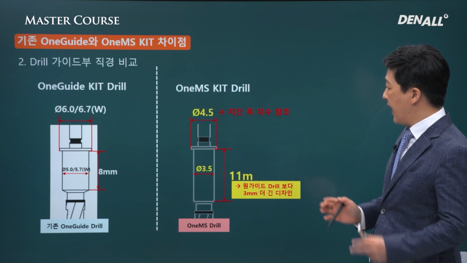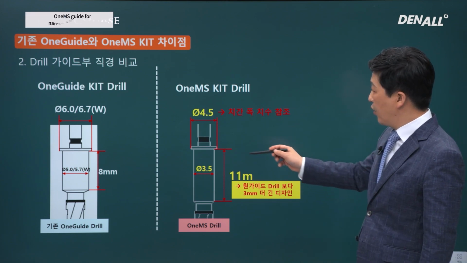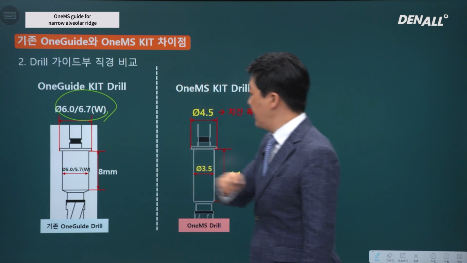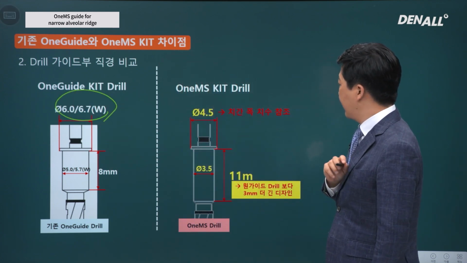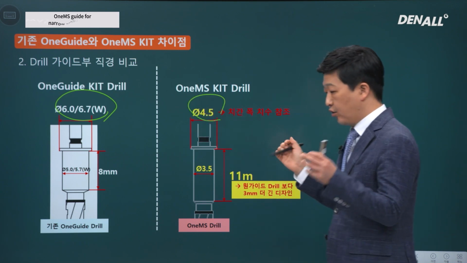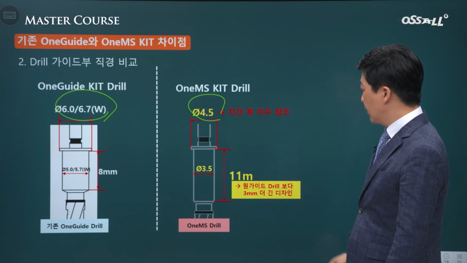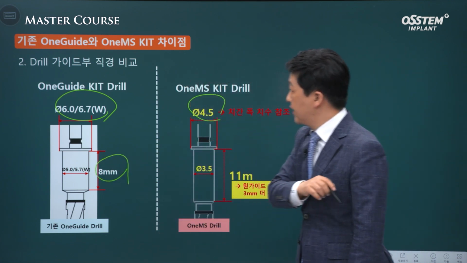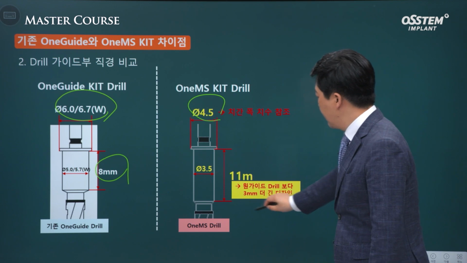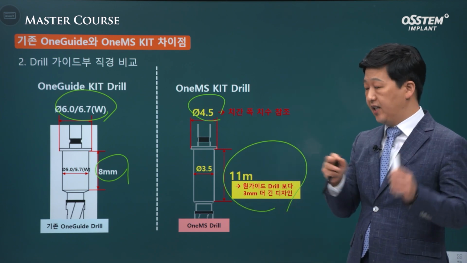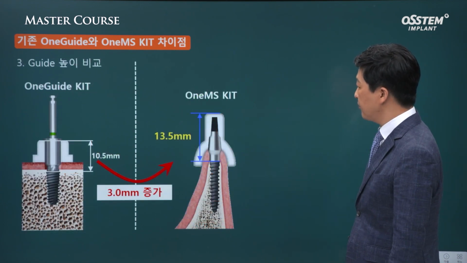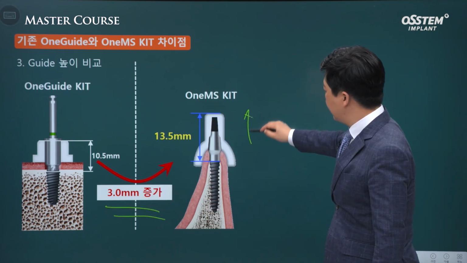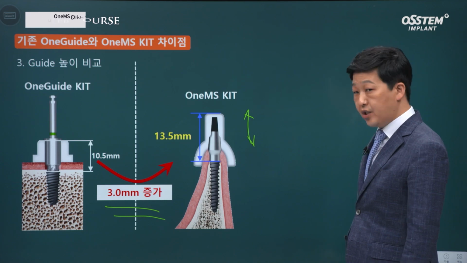If you look at the guide area, the stopper area, in the case of OneGuide, it is at 6.0 and 6.7. In the case of OneMS, it is 4.5, so the bone width is narrow, and it is reflective of that. The guide area of the guide drill part, as for OneGuide kit, it is 8 millimeters, and for OneMS, it is 11. It is 3 millimeters longer. The guide is 3 millimeters longer in the case of OneMS guide.